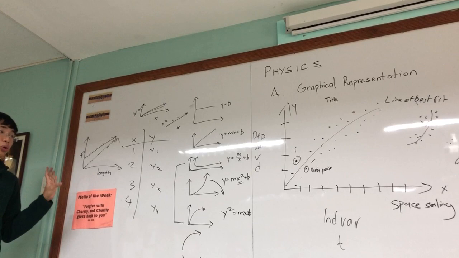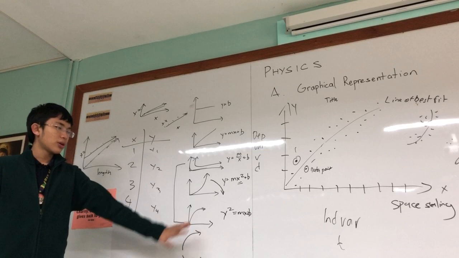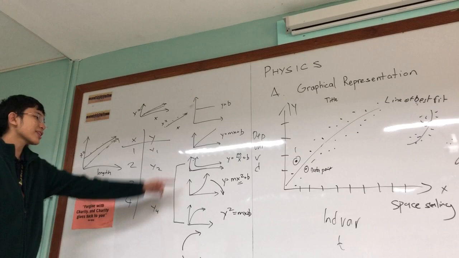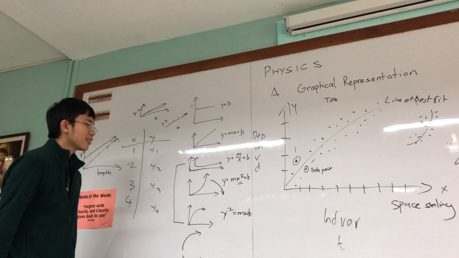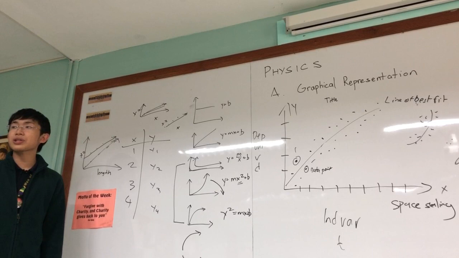Basically, if it looks like an up-down parabola, you probably need to make it y versus x squared. If it looks like a side parabola, you might have to make it x versus y squared. If it looks like this, you'll need to make it y versus 1 over x.